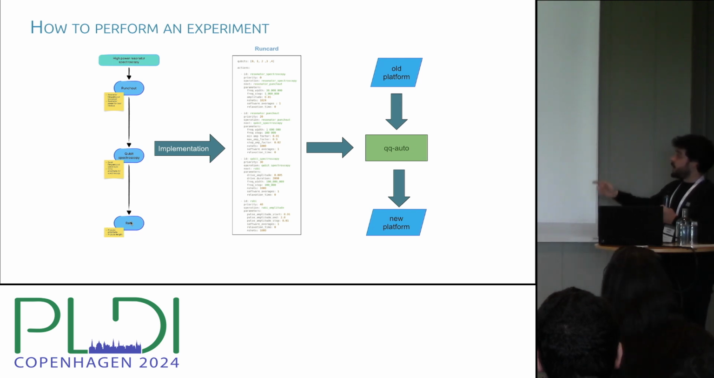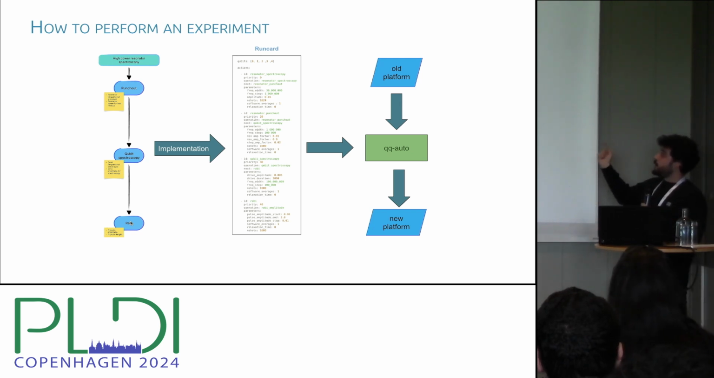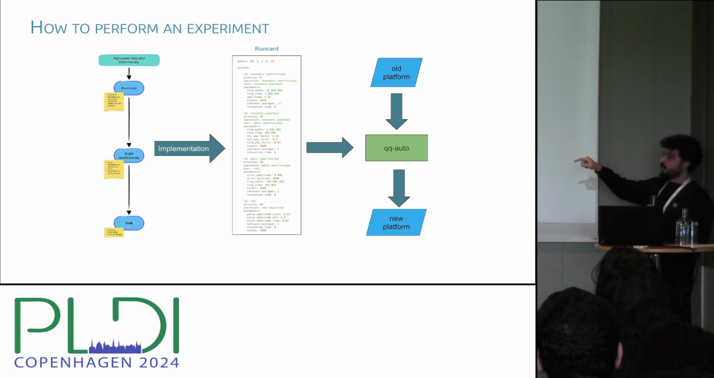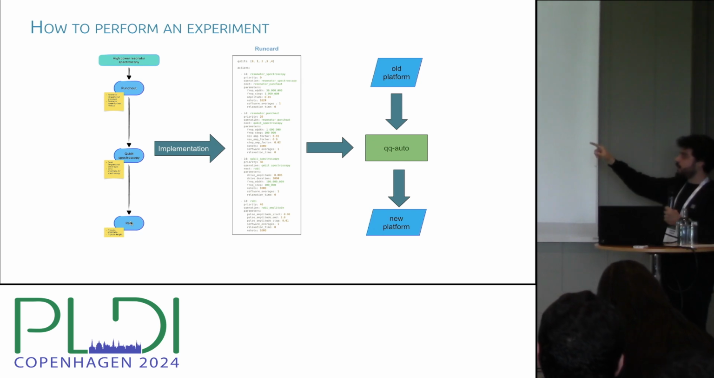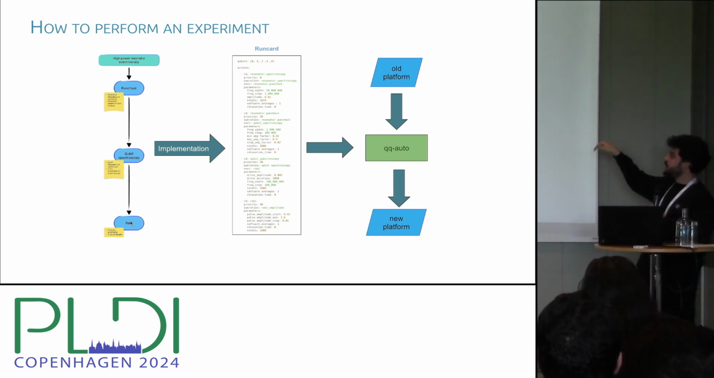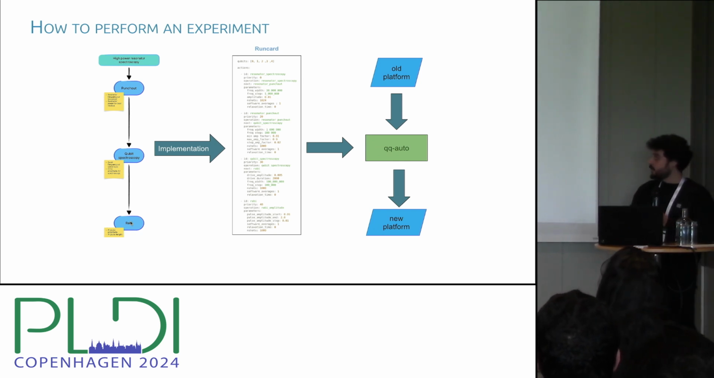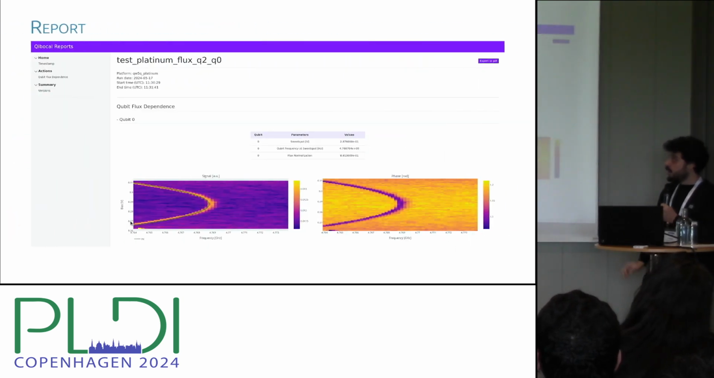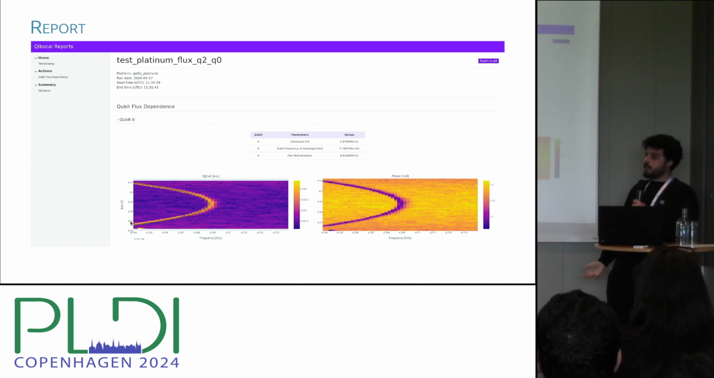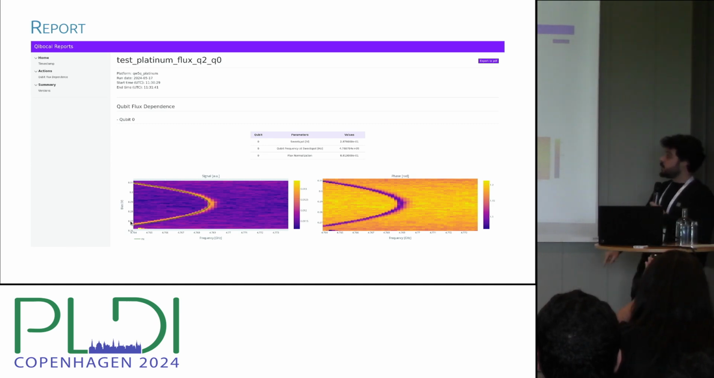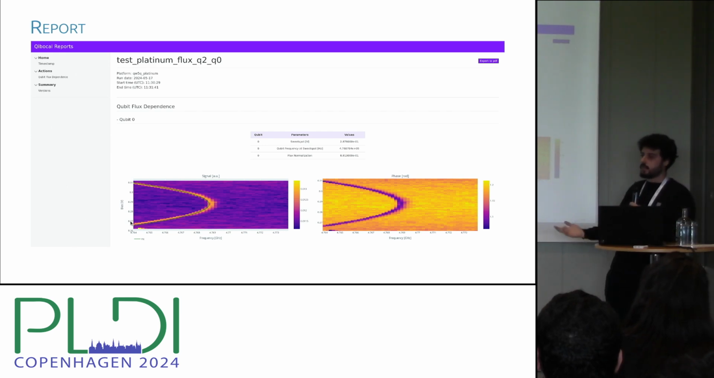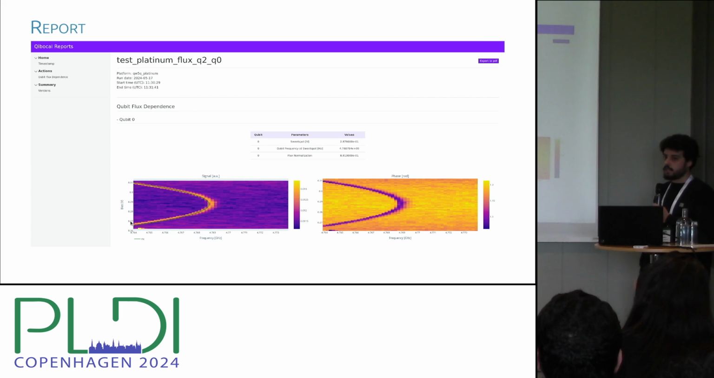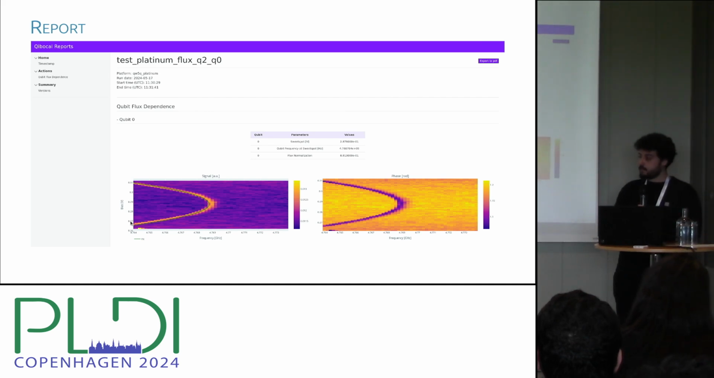Then with a command, qq auto, we are able to run the list of experiments sequentially on that platform and those qubits and update the platform. At the end of the calibration experiments, we are also able to generate a report. A report is an HTML page collecting all the results in plots and tables.